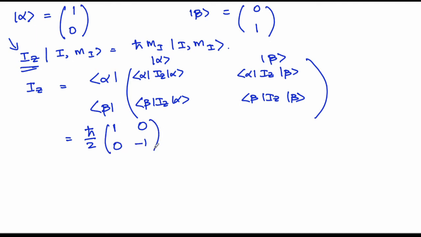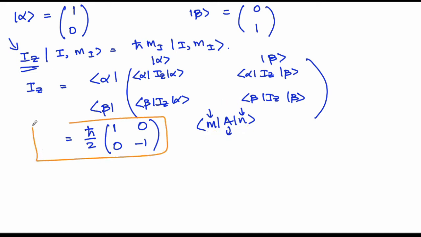And an important thing to note here, if you remember, we had written A_MN, where A is the operator, M and N are the states that are present, where this is <alpha|Iz|alpha>, and this is <alpha|Iz|beta>, <beta|Iz|alpha>, and then <beta|Iz|beta>. Therefore, M can be alpha or beta, and N can be alpha or beta, with the A operator being the Z operator. So therefore, you have a matrix representation for the Iz operator here.